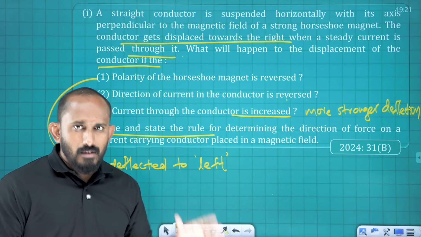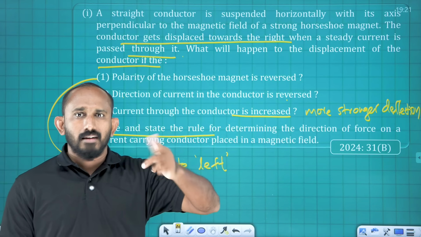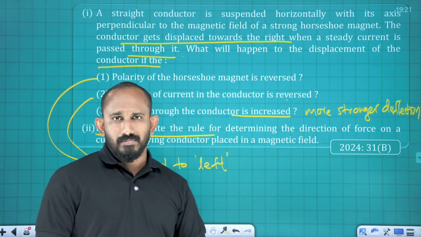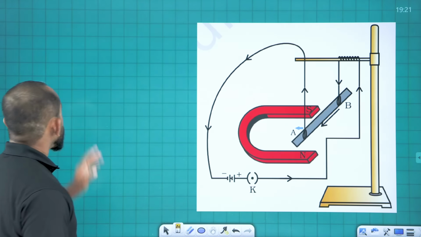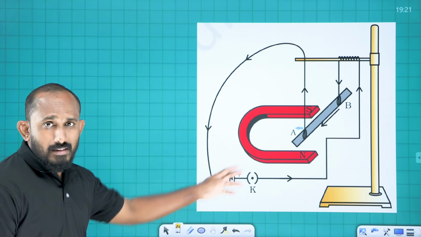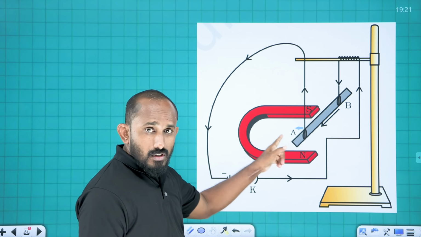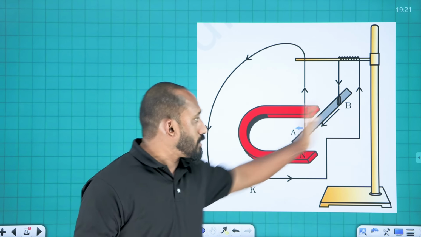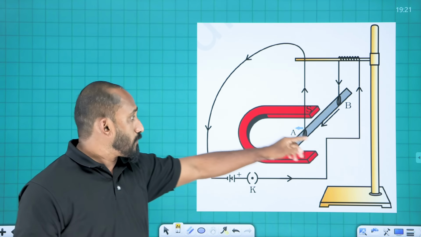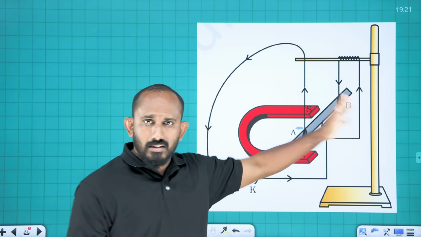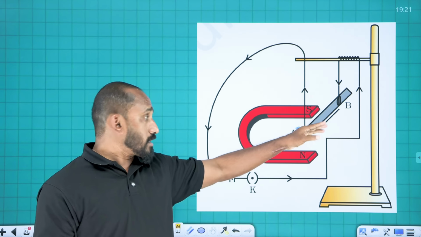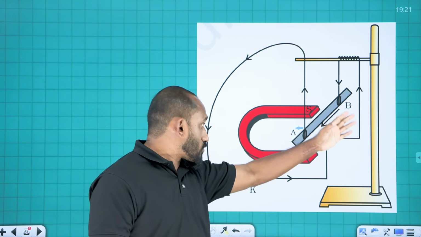Read the question well, pause the video and get the idea clear, then go for the next question. See the circuit diagram, here is the direction of force. If you reverse the direction of the magnetic field, it will go in the other direction. If you reverse the direction of current, then also the direction changes. If you increase the current, then it moves stronger.